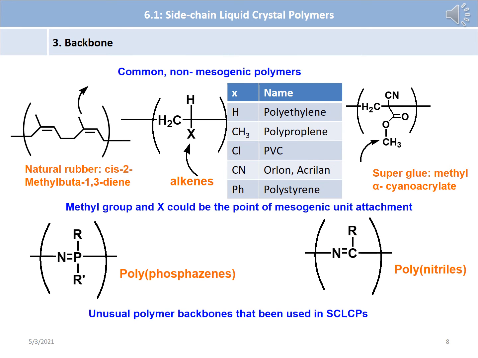The top examples are the common backbone but non-mesogenic polymers. The methyl group or the X could be the point of mesogenic unit attachment. The two examples on the bottom of the slide are the unusual polymer backbones that have been used in side chain polymer liquid crystals.